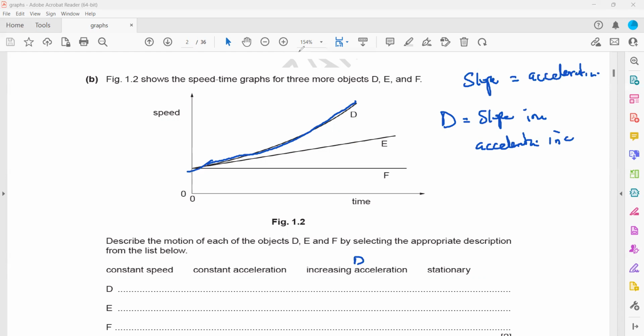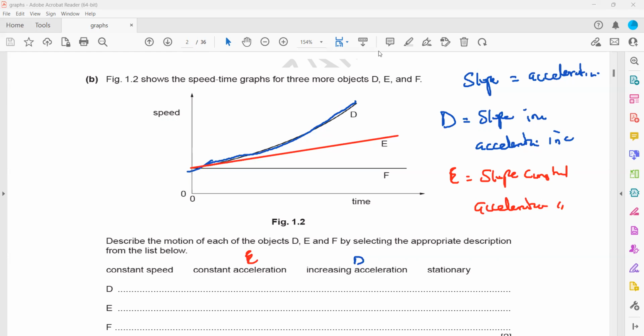What about E? E is a straight line. Whenever it is a straight line, the slope is constant. And when the slope is constant, because it's a speed time graph, the slope represents acceleration. So we can say the acceleration of the object is constant. So E is representing a constant acceleration.